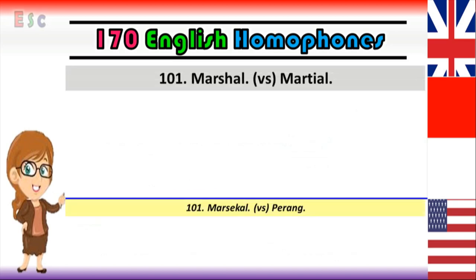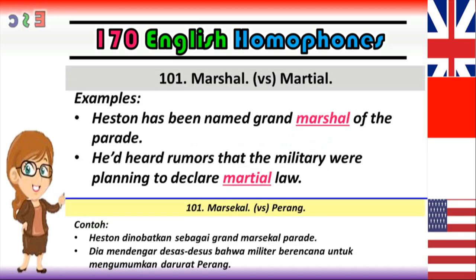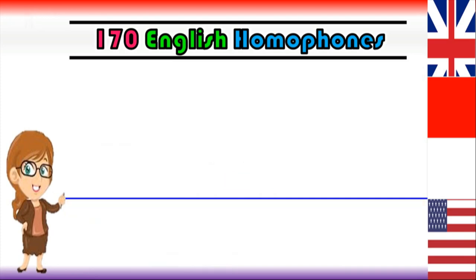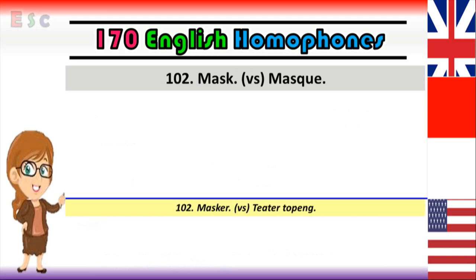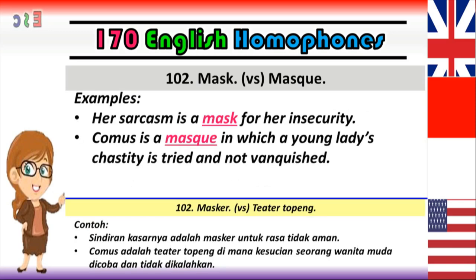101. Marshal versus martial. Examples: Heston has been named Grand Marshal of the parade. He'd heard rumors that the military were planning to declare martial law. 102. Mask versus masque. Examples: her sarcasm is a mask for her insecurity. Comus is a masque in which a young lady's chastity is tried and not vanquished.